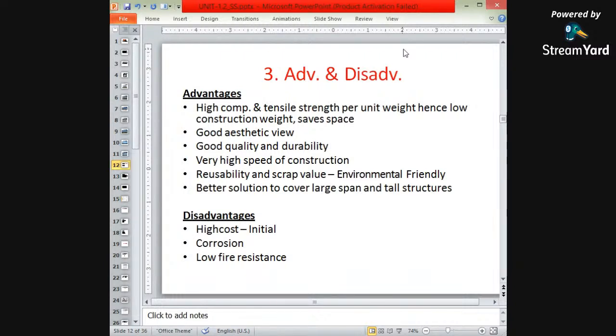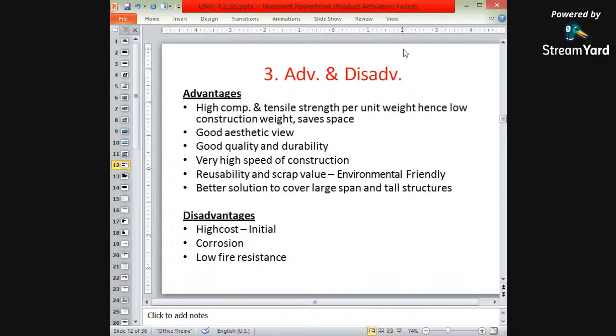and it saves space. Space requirement is also a factor, because in RCC structures, space is required for the columns, the walls and the beams, so a little more space is needed. But in steel structures, less space is required, and the construction weight is also low, because steel has a nominal weight, and it has a high compressive and tensile strength.